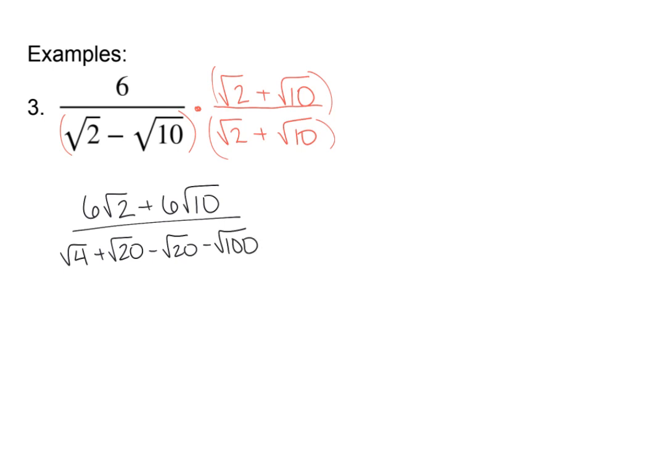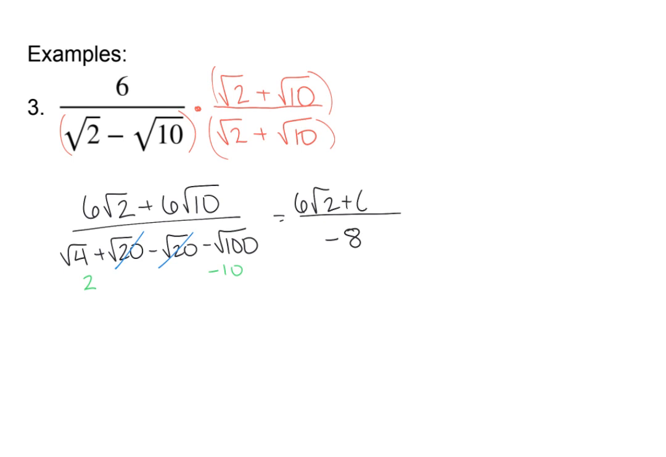So let's see what we can do on the bottom. There's a lot of things we can do actually. Plus root 20 and minus root 20 will cancel out. The square root of 4 is 2, and the square root of 100 is 10. So what do we really have on the bottom here? We really have 2 minus 10, or negative 8.